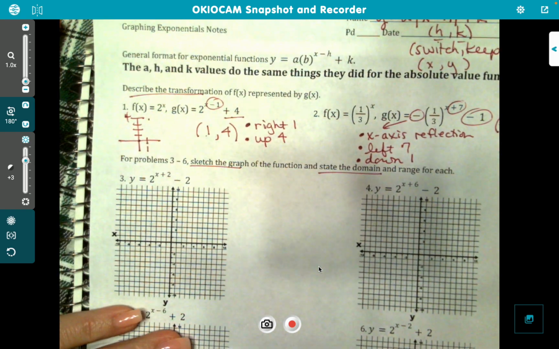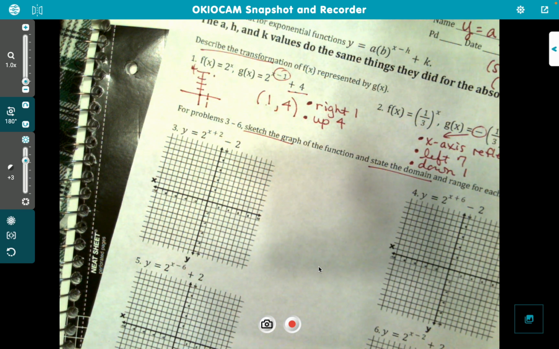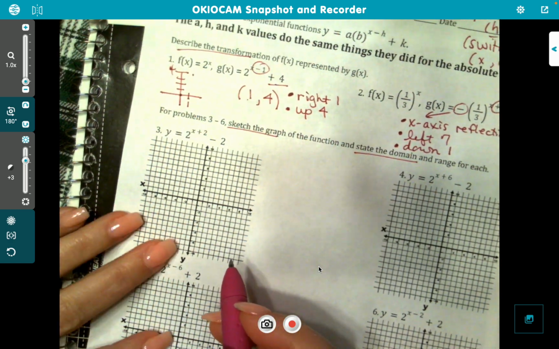Hold on, where'd my pencil go? Pencil. Well, I'll do this one in pen and then do the other one in my orange, okay?